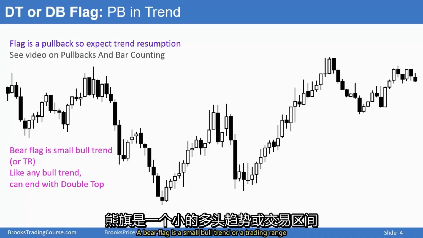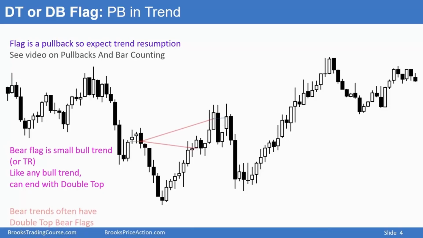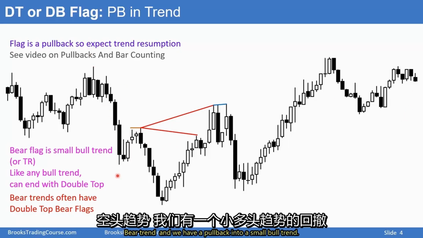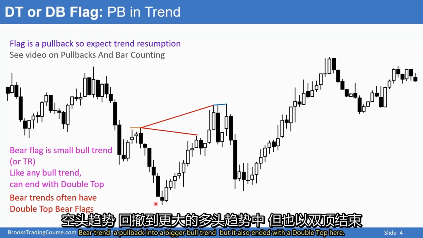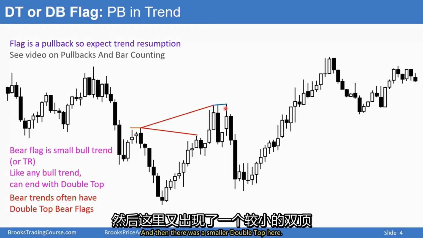A bear flag is a small bull trend or a trading range, and like any bull trend, it can end with a double top. Bear trend, and we have a pullback into a small bull trend, it ended with a double top. Bear trend, a pullback into a bigger bull trend, but it also ended with a double top here. It tried to end here, but failed. And then there was a smaller double top here.